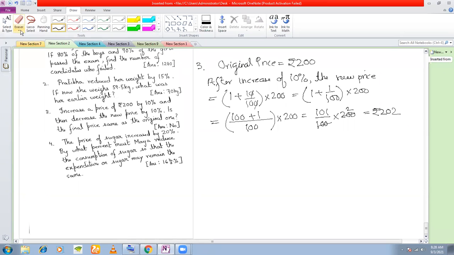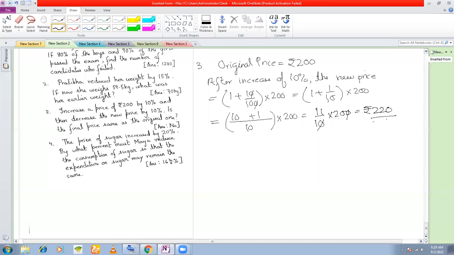Okay, so I think I have made a mistake here. This should be single zero. It should be 10. Okay, so this is 10 and this is 10 plus 1, not 100. So this actually becomes 11 by 10 into 200. Okay, so this becomes rupees 220. Okay, this is the new price after increase by 10%.